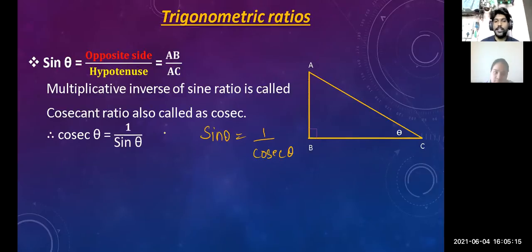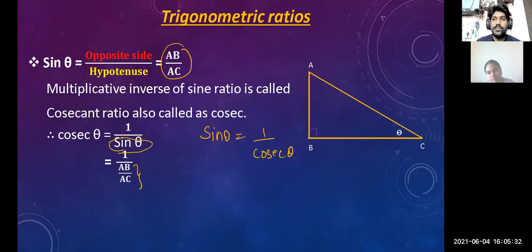look at this formula here. Cosec theta is 1 upon sine theta, but sine theta is AB upon AC. So here, in place of sine theta, we'll just substitute AB upon AC. So 1 upon AB upon AC. Is this clear?